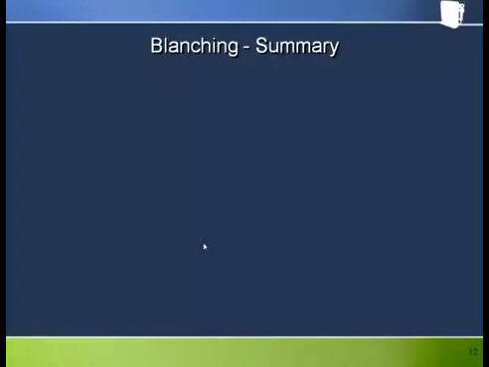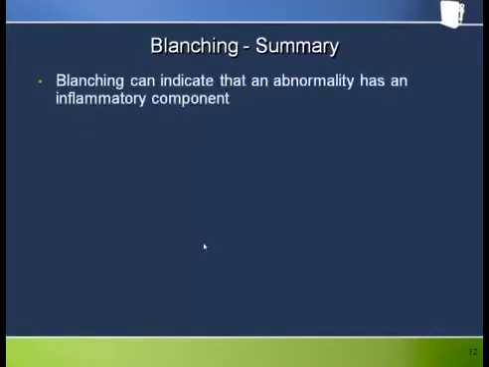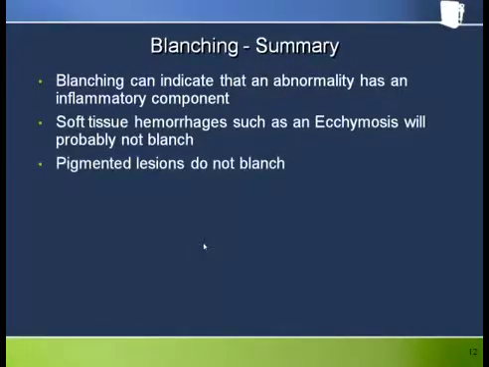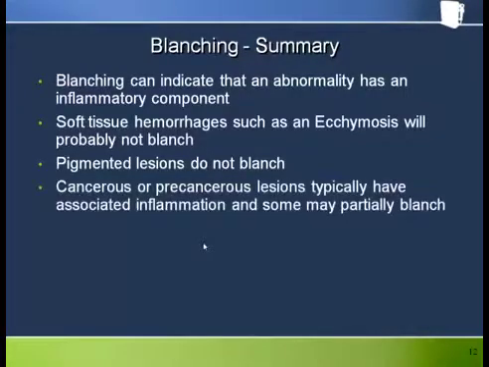So here are some important things to remember about blanching. Blanching can indicate that an abnormality has an inflammatory component. Soft tissue hemorrhages, such as an ecchymosis, may not blanch. Pigmented lesions are not going to blanch. Although we might expect a precancerous or cancerous lesion not to blanch because of the associated intrinsic loss of fluorescence, as explained earlier, we must remember that cancerous or precancerous lesions typically have associated inflammation. Therefore, they may partially blanch.